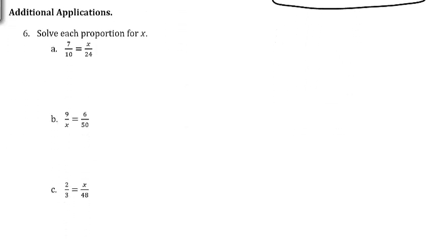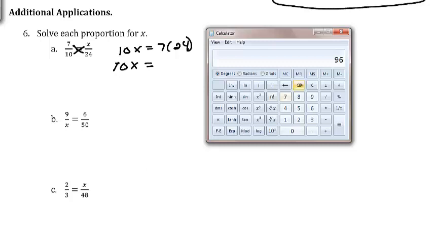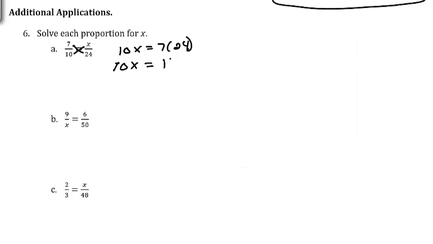In the next couple of examples, we're just going to be given a proportion and practice doing the cross multiplying to solve these. So we have 7/10 is equal to x over 24. We're going to cross multiply. So that will give us 10x equals 7 times 24. And 7 times 24 gives us 168, and then we're going to divide both sides by 10, and that gives us x is equal to 16.8.